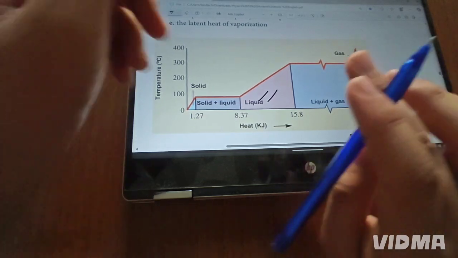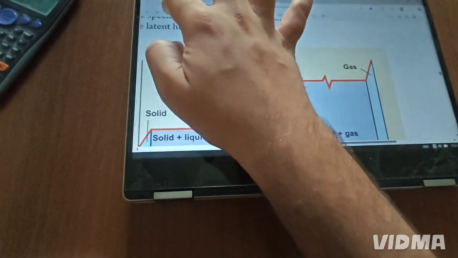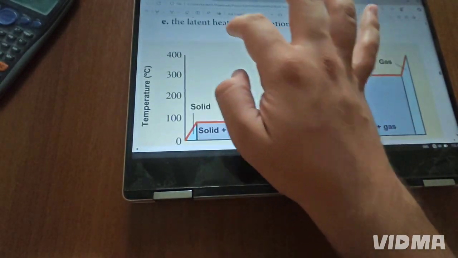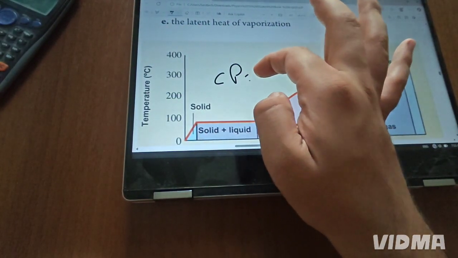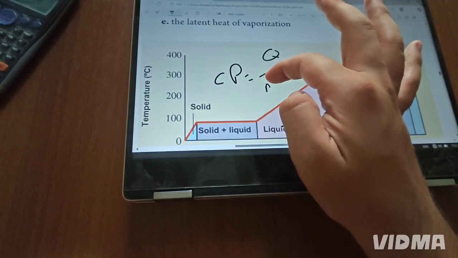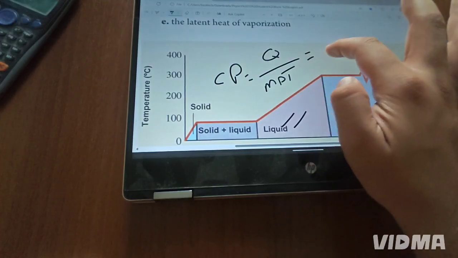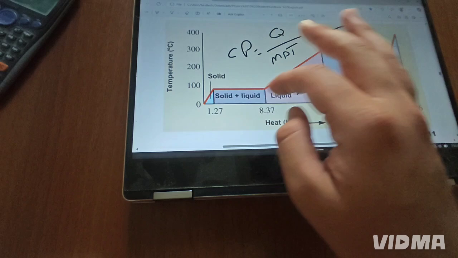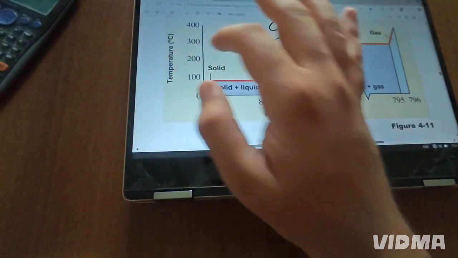So how can we find specific capacity? What was the rule of specific capacity? Look, the question said find the specific capacity of the liquid. Cp is equal to Q over M delta T, right? This is the rule of specific capacity. So in the horizontal line, I forgot to tell you, we have energy, but in the vertical we have temperature.